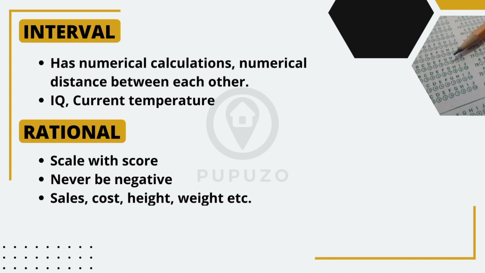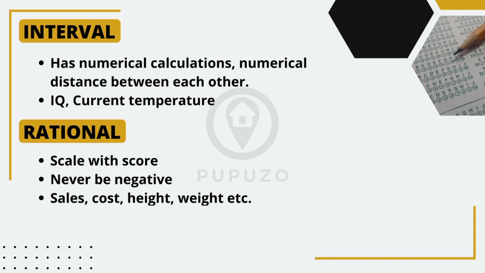Finally, we have the ratio scale, which is the most advanced and comprehensive scale of measurement. Ratio scales possess all the properties of the interval scale, but with the presence of a true 0 point. Variables on a ratio scale can be measured, compared, and subjected to mathematical operations. Examples of ratio variables include sales figures, cost, height, weight, and any variable where a true 0 is meaningful.